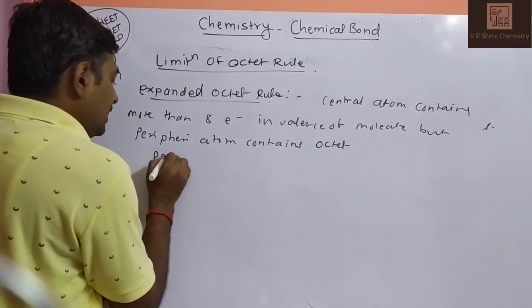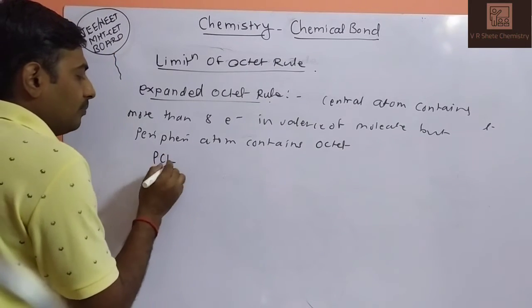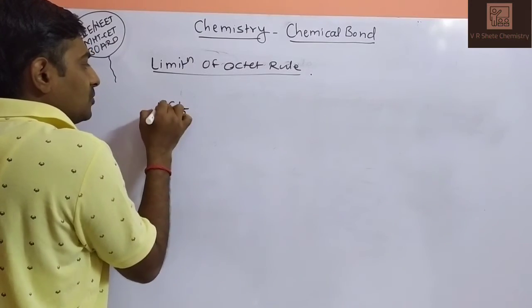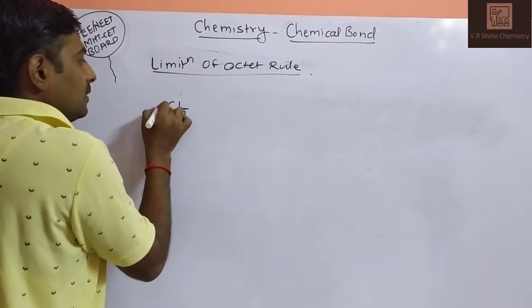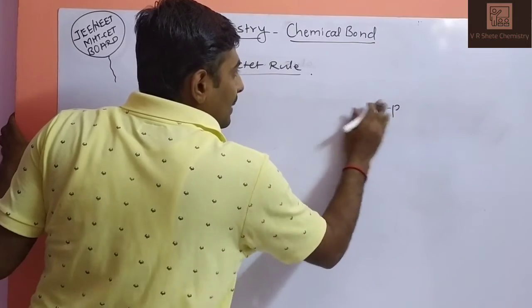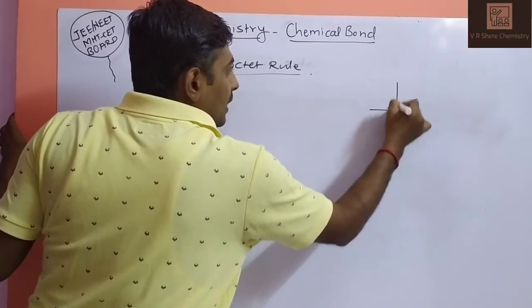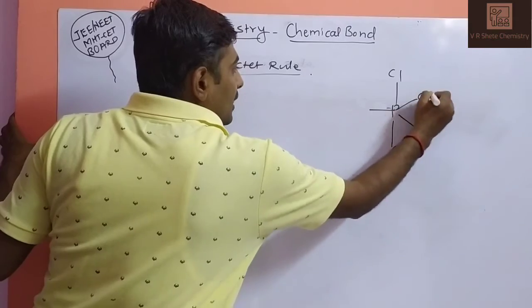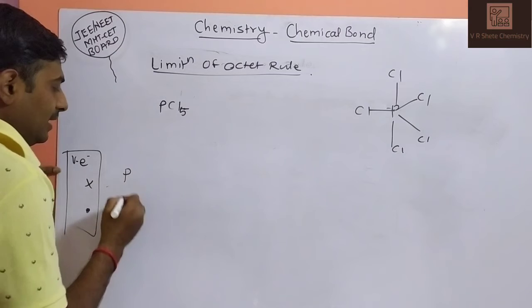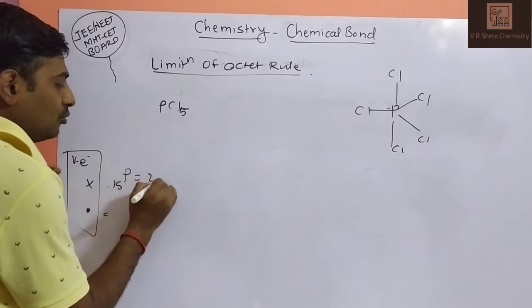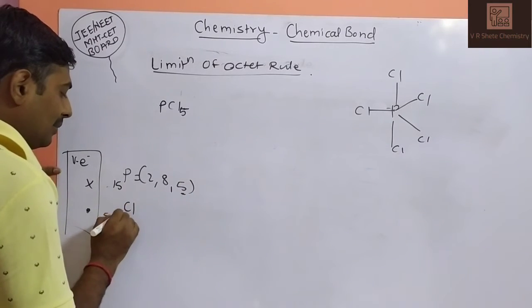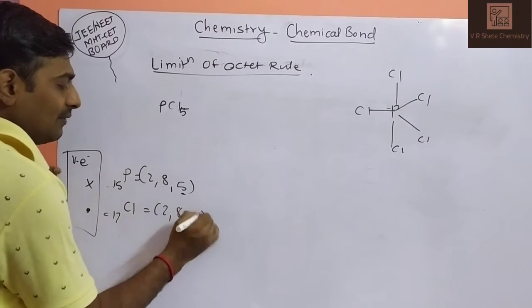First example, PCl5, phosphorus pentachloride. What is the structure of the molecule? Phosphorus pentachloride is a trigonal bipyramidal molecule. This is your trigone, and this is above the plane, below the plane. So 5 chlorine atoms are there. Phosphorus has atomic number 15, so valence electrons are 5; 2 8 5 is the electron configuration. Chlorine atom, atomic number 17, has 7 valence electrons.